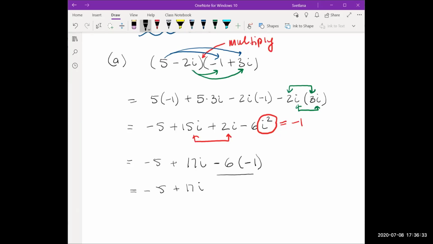So I will have -5 plus 17i, and then -6 times -1 gives me +6. To finish this, I will combine -5 and 6. That gives me 1. The real part I'll put in the front, +1. That's the real part. And then plus 17i, that's the imaginary part. All together, that forms one complex number. That's the result of the multiplication of two other complex numbers. So that's the final answer.